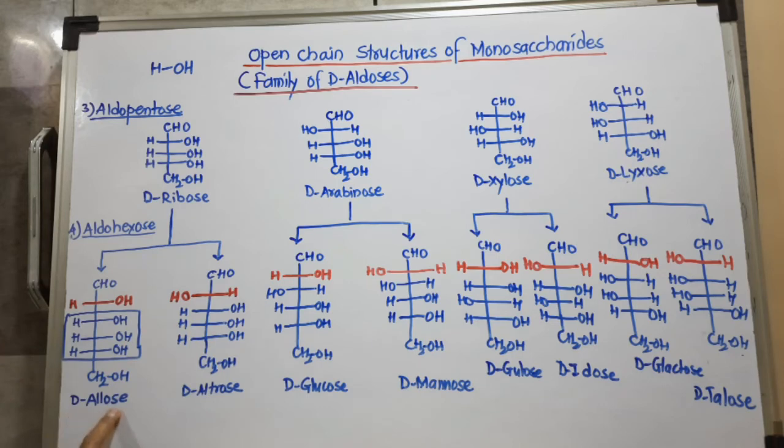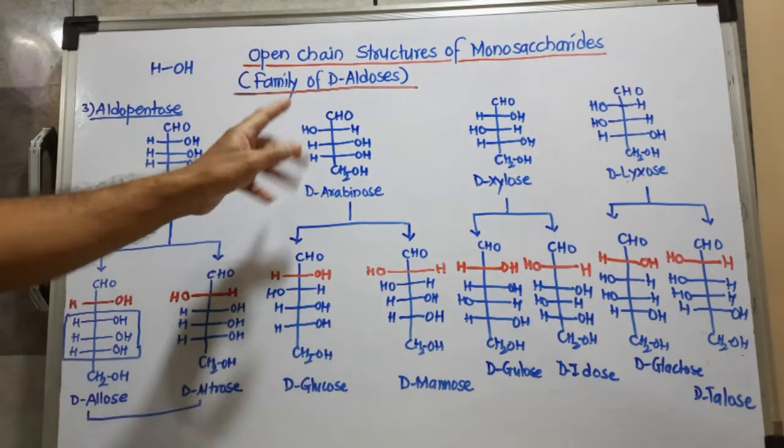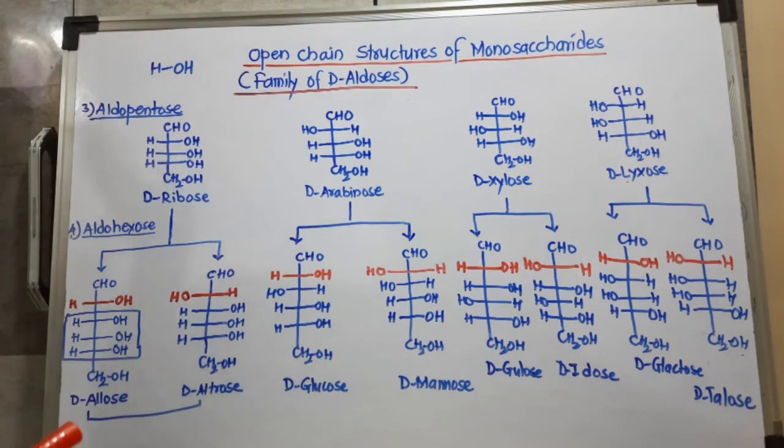One is called D-allose and another is called D-altrose. For aldohexoses, you have to make pairs of two, allose and altrose. I don't think there is any trick. If you know any trick, you can share with me. Now for arabinose, if you know the structure of arabinose, you know 1 means one hydroxyl group toward the left hand side.